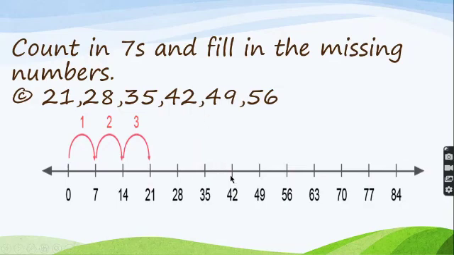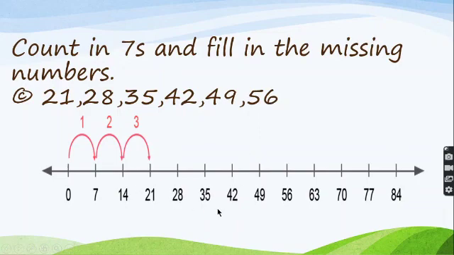And again, we jump from 42, and where do we land? Tell me please. Yes, when we jump from 42, we land on 49. So your answer will be 49, and we write 49 here in the missing numbers. Then again, we start jumping from 49, and when you add 7 to 49, you get 56. So your answer will be 56, and we write 56 here in the missing number.